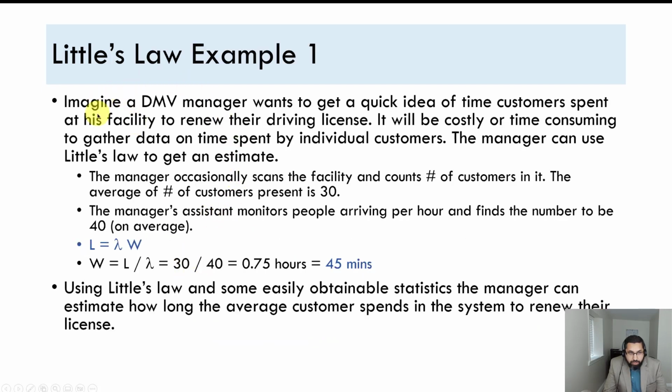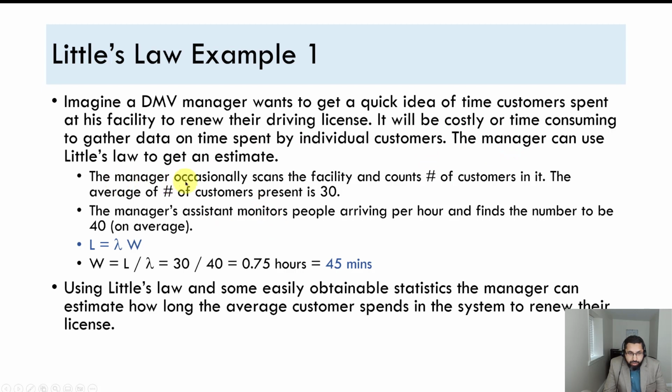Let's do another example. Imagine a motor vehicles service center. There's a manager there, and they want to get a quick idea of the time customers spend in the DMV facility to renew their driving license. Now, for this manager, it is costly and time consuming to gather data on time spent by individual customers, which would be useful, but they want to get a quick idea of the time the customers spend without having to do any data collection. So they can use Little's law.